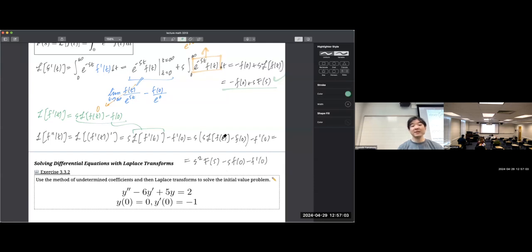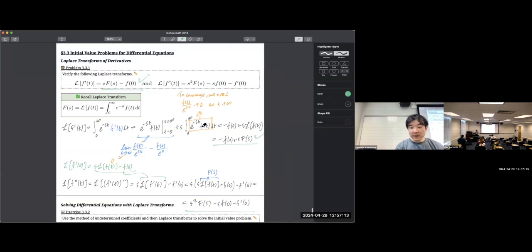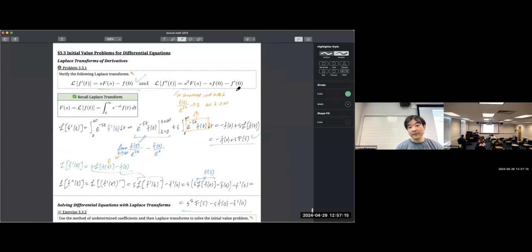Remember that this right here is the same as capital F of s. And then this should be the same thing we have right here. So all I did was reuse the first result. This is like saying the Laplace transform of the f prime is this, so f double prime would be the same as putting a prime on all of these f's right here. So that's all we need.